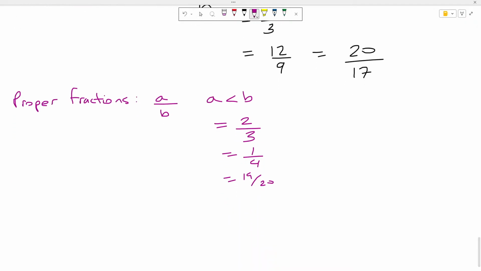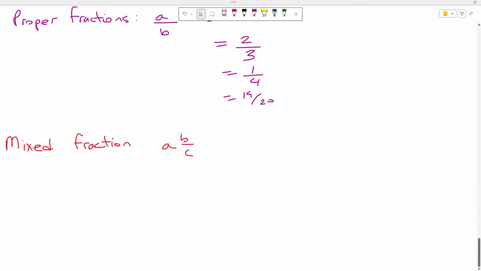And the final one is what we call a mixed fraction. A mixed fraction consists of a whole number a, and then b over c. A is a whole number, and b over c is a fraction.